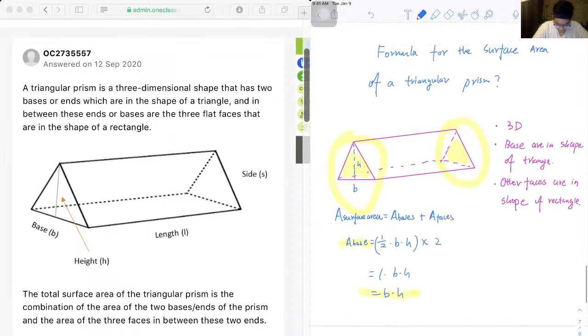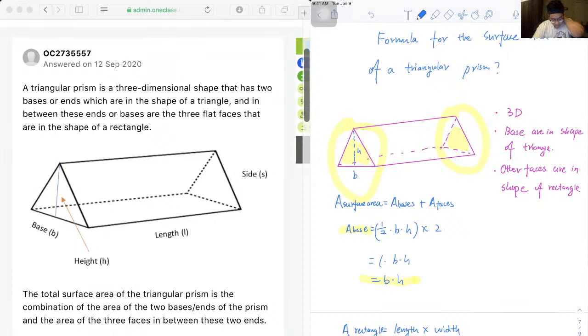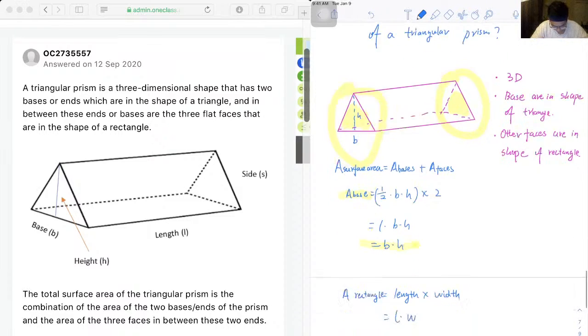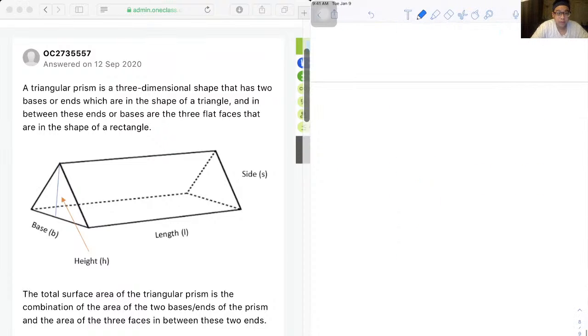So whenever we come across a complicated 3D graph, we always think about its components, like what makes up this 3D graph. In this case, it will be three rectangular faces and two triangular faces, and by combining these together, we will get our surface area. Okay, so let's leave a comment.